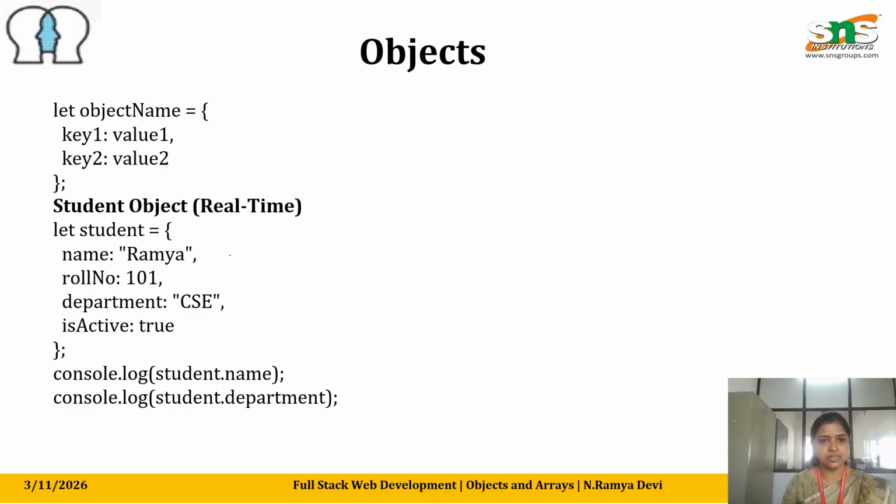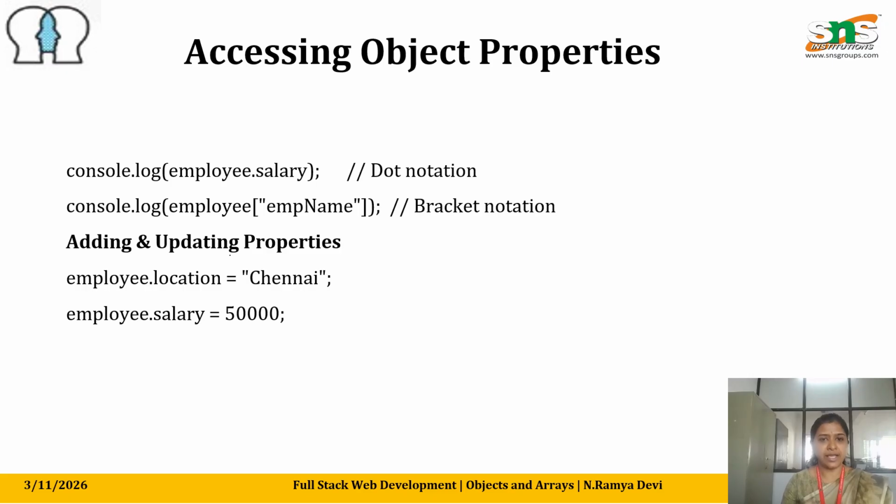If we want to access the name alone of our student, we can use student.name. And also the existing properties of an object can be updated. For example, here in the employee object, the salary can be updated, and also the location of the employee can be added to it.